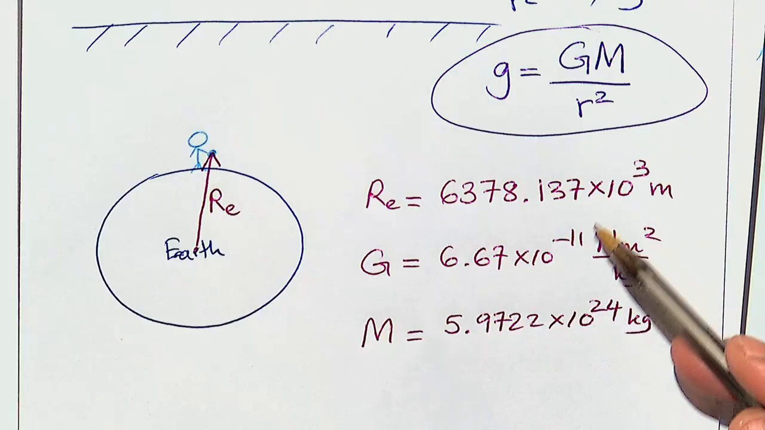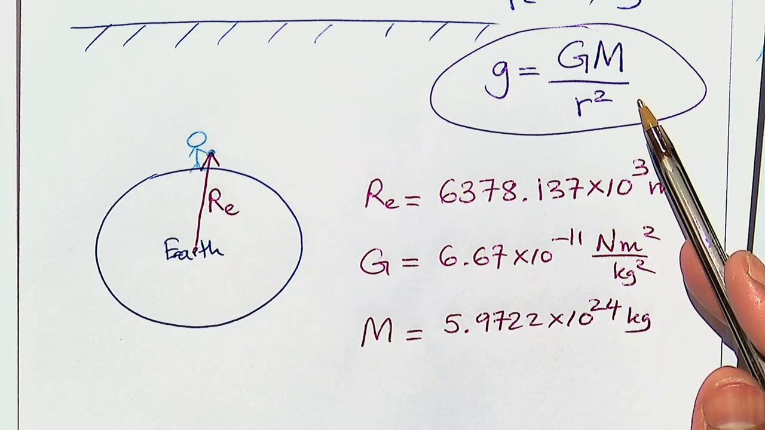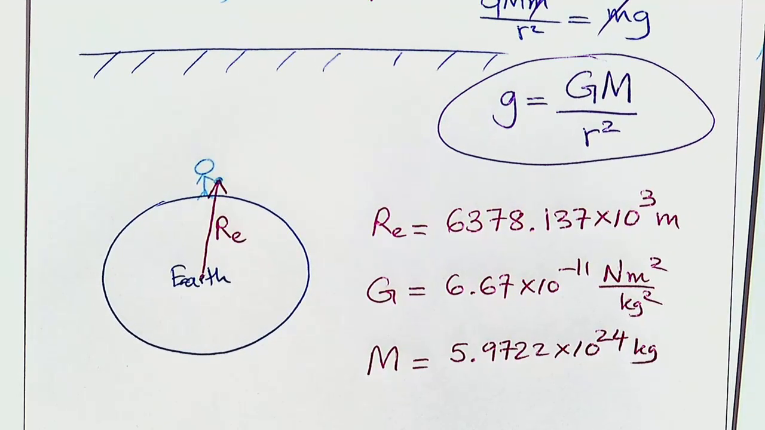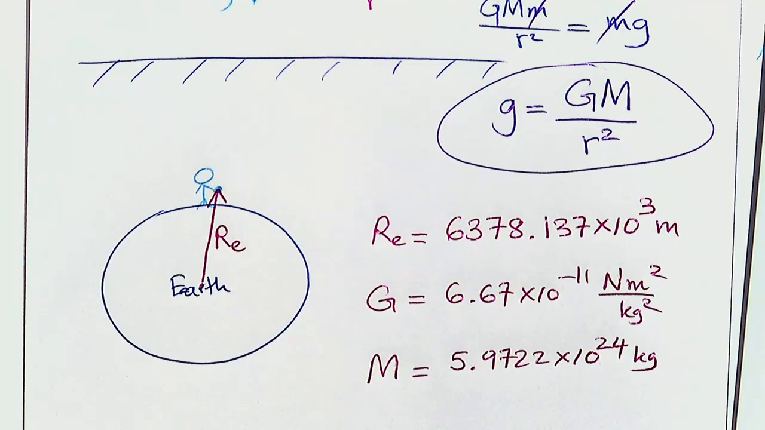So once you take these numbers and put them into this equation, do it yourself, see what you get. What should you get? Think about it. You know the number. What do you expect to get? 9.8. Yeah, you should get something like 9.8 meters per second squared.